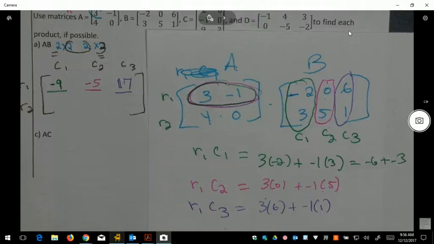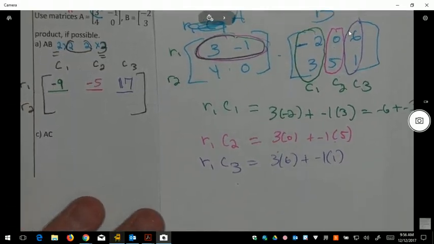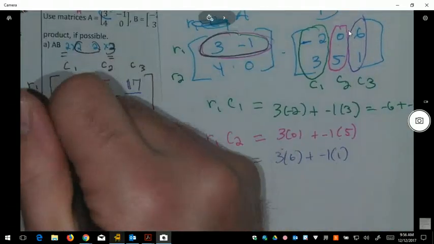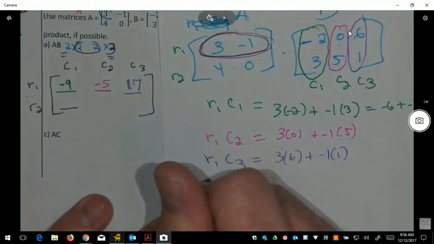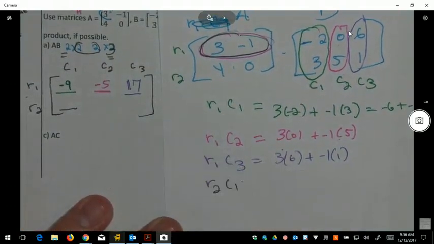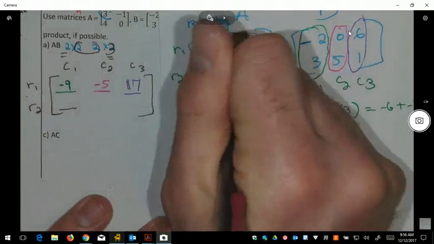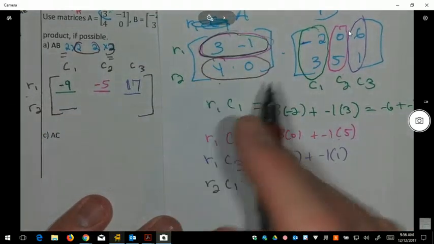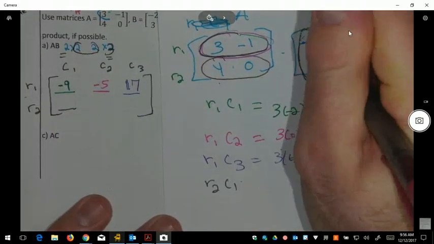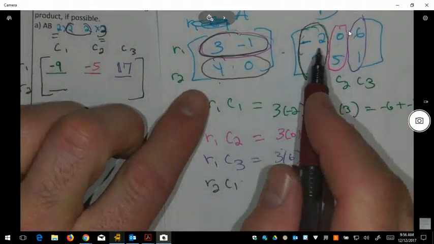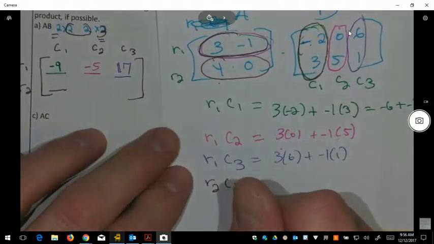All right, now I'm going to continue this process to find the other elements. So the next one I want is right here. It's row 2, column 1. So I'm going to take row 2 of the matrix on the left, multiply it by column 1 on the matrix on the right. So that's 4 by -2, 0 by 3.